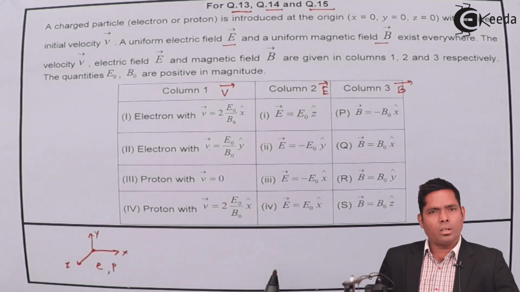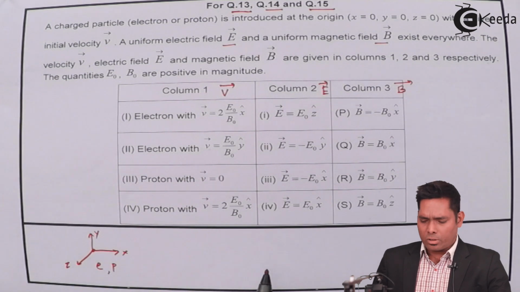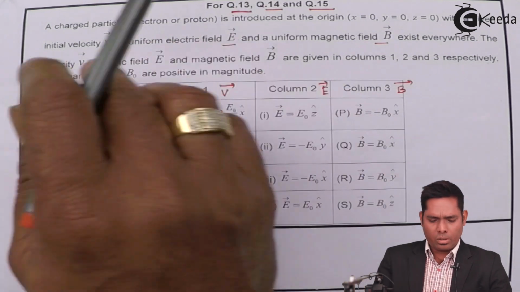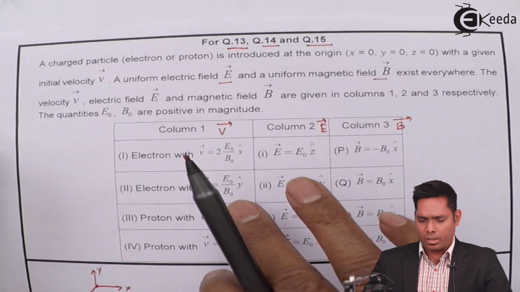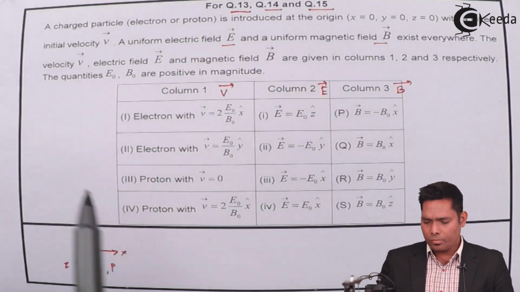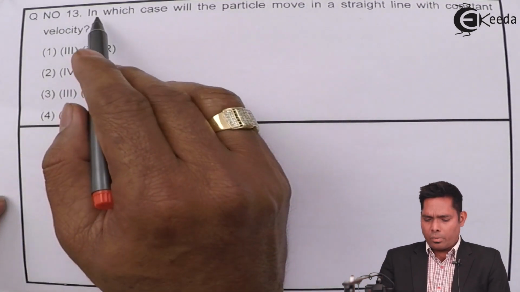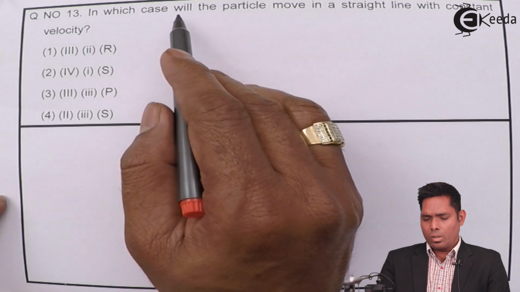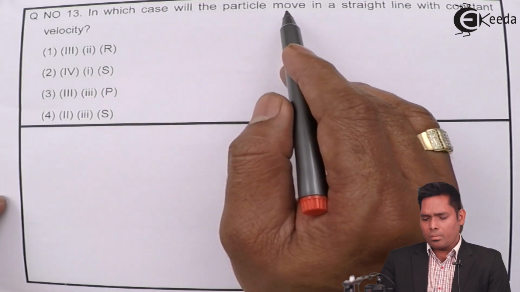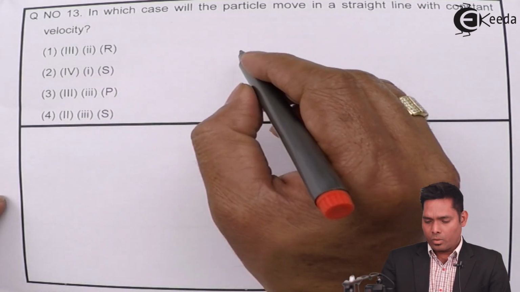Let us solve question number 13. This is the question number 13 that we will solve. In which case will the particle move in a straight line with constant velocity?